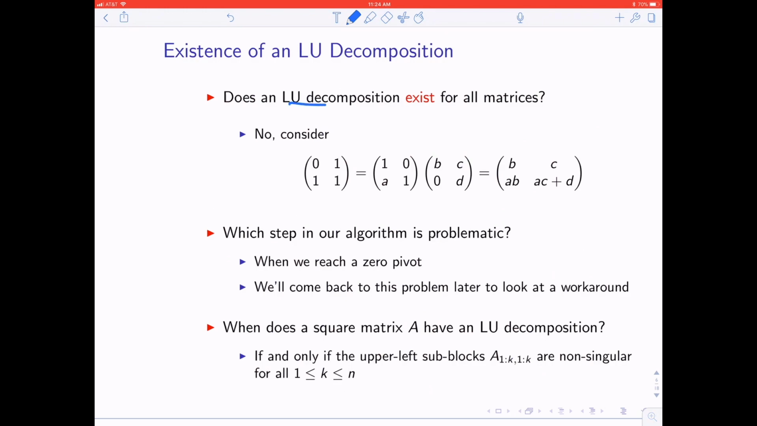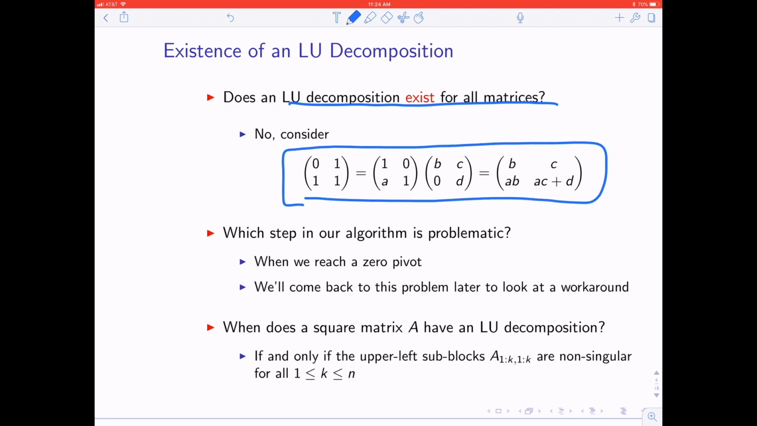We can ask if an LU decomposition exists for all matrices. The answer is no. A few things can go wrong. If there's a zero pivot, your algorithm will fail, and you can see an example of that written out here. If you tried to write the matrix 0, 1, 1, 1 in the form of something that's lower unit triangular and something that's upper triangular, you can carry out the matrix multiplication of these two matrices to get something of this form. You'll find that in the upper left entry, you want b to equal 0, but if b equals 0, then this is forced to equal 0 too, and so you can't succeed.